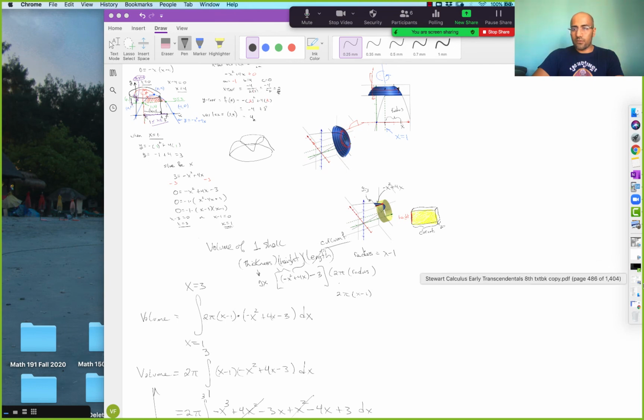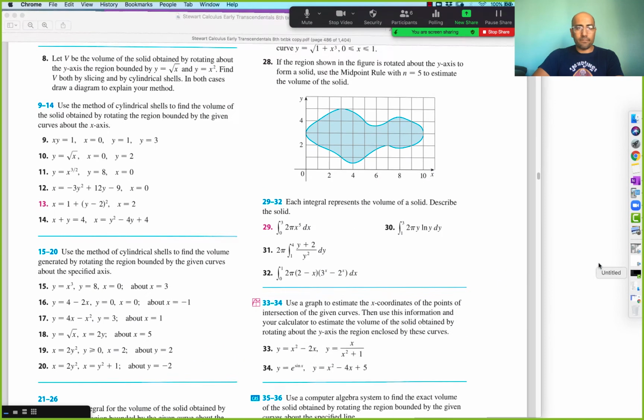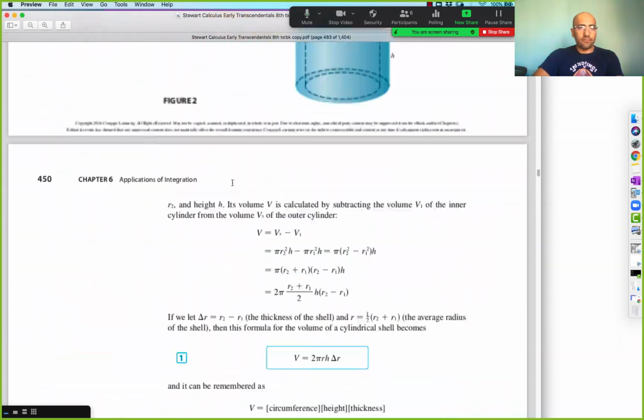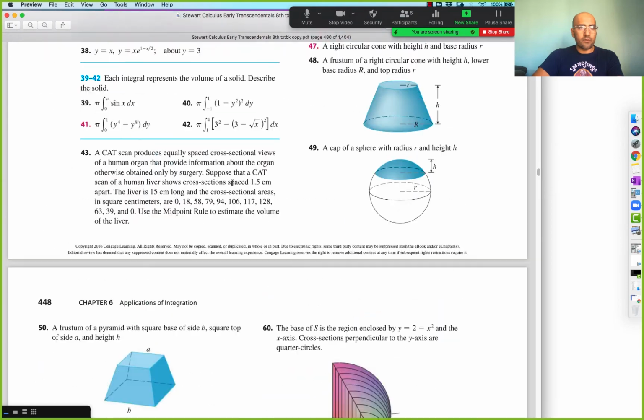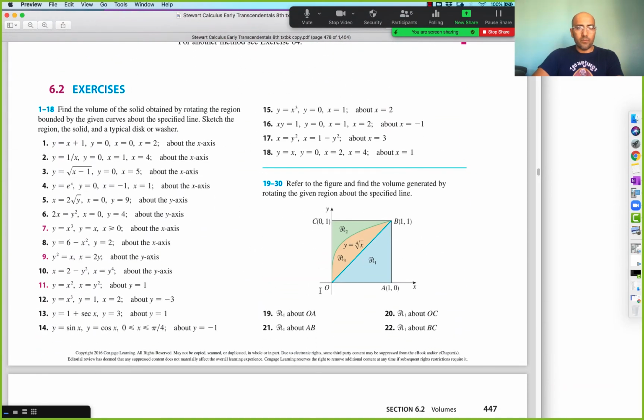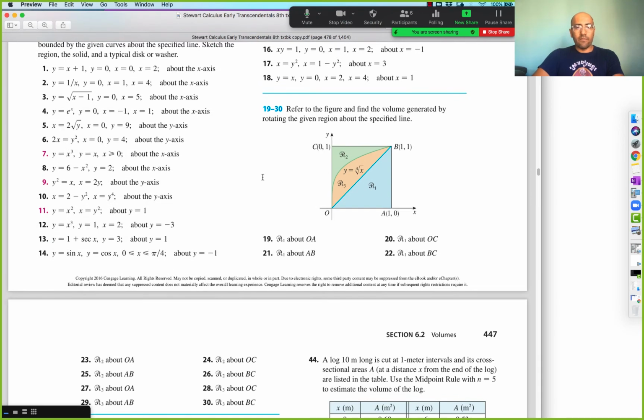Where is it? You said this was section 6.2? Yeah, 6.2, number 19, please, if time allows. If not, that's fine. That's okay. Okay, so 6.2, number 19.